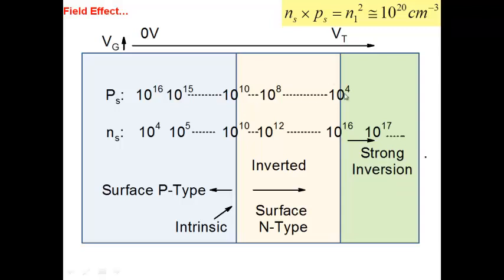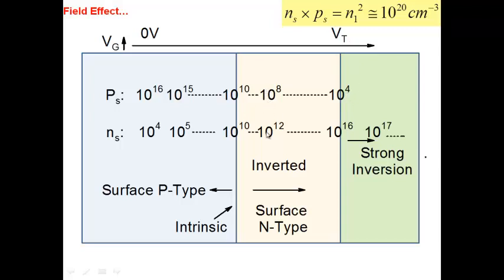This condition, where you see that it's a total inversion that you have caused. The starting material was p-type, number of holes was 10 to the power 16, number of electrons is 10 to the power 4, and now you have done exactly opposite. You have made number of holes 10 to the power 4, number of electrons 10 to the power 16. And this is the place where we say threshold, called threshold voltage, where my surface has now become inverted.